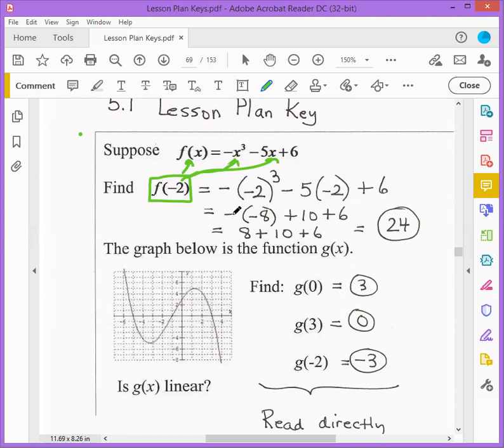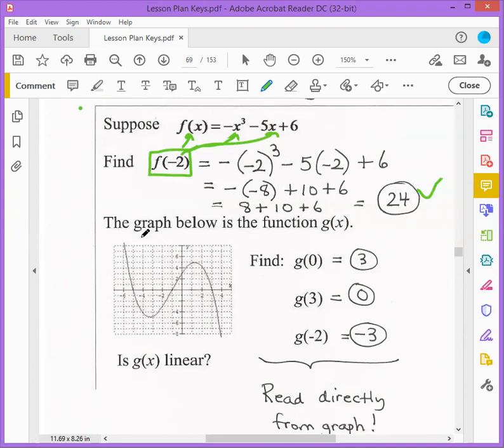Negative, negative, so minus negative 8 gives us positive 8. Plus the 10 and plus the 6. Now we'll add these three numbers together. 8 plus 10 plus 6 gives us our solution, which is 24. So f of negative 2 equals 24.